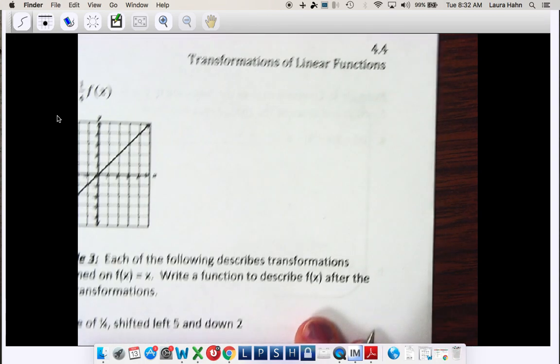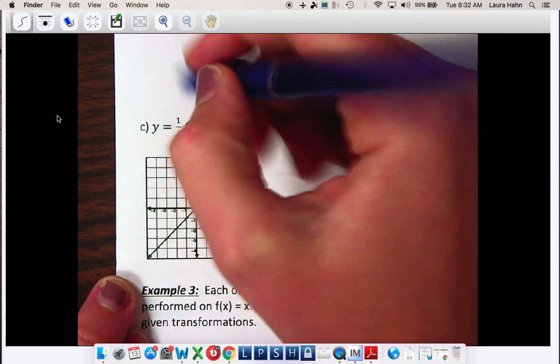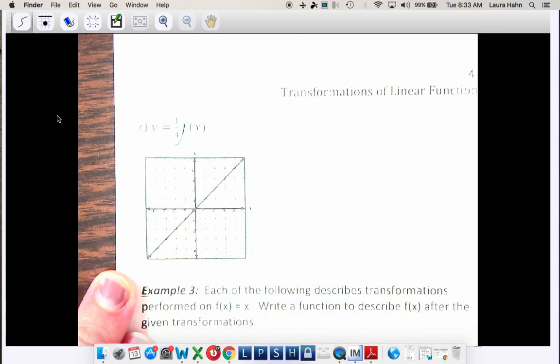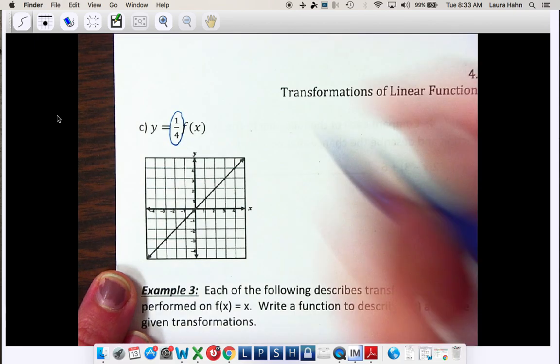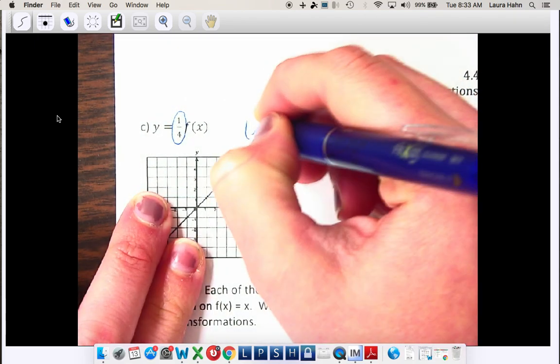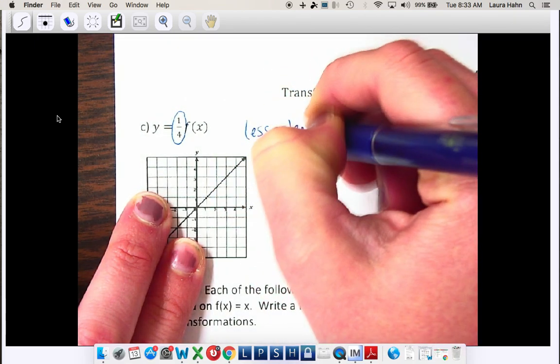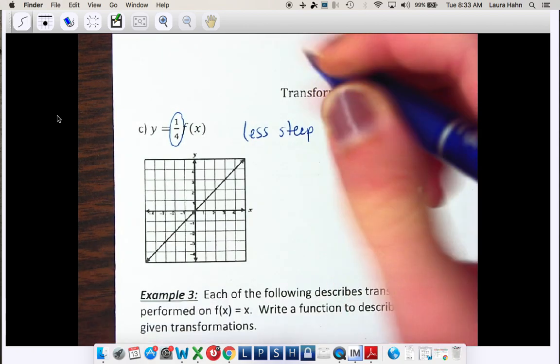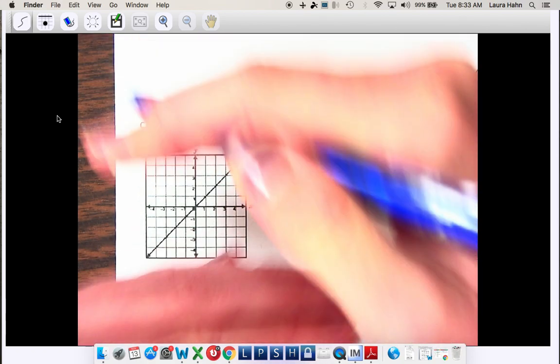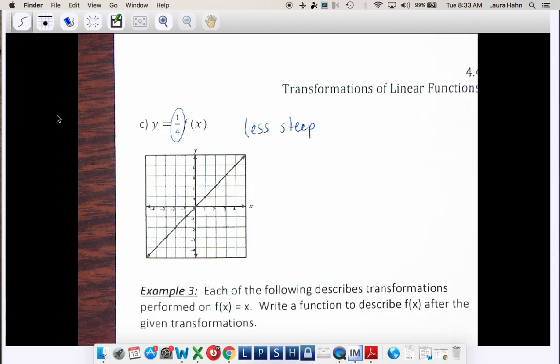Okay. So on this next one, the number out front is 1/4. 1/4 is between 0 and 1, which tells me it's going to become less steep. And remember, less steep is a vertical compression, so it's going to look like it's going to get pushed down. So it's going to become flatter, less steep. That's called a vertical compression.